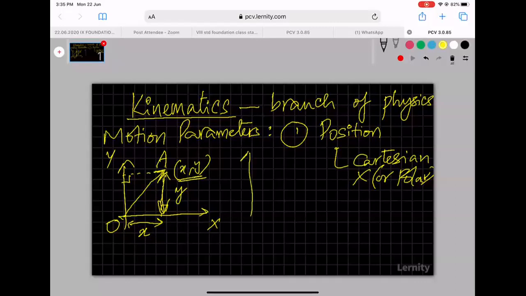The same point, if I write it in a polar coordinate system, it looks like this. A polar coordinate system does not have this line.